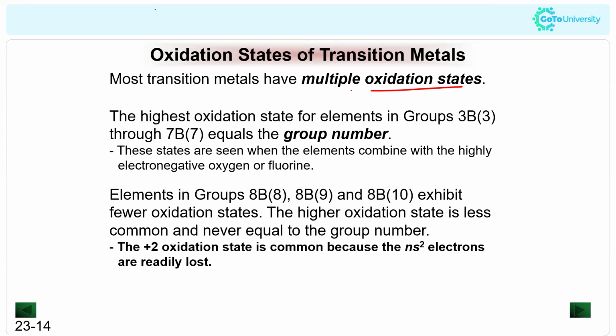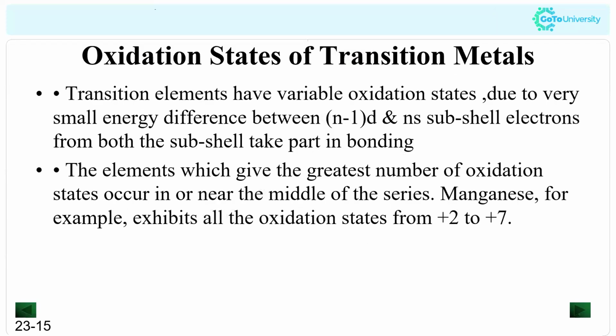So they are showing variable oxidation states. Among these oxidation states, +2 is the common oxidation state because the ns2 electrons are easy to lose, right? But the other oxidation states are also possible. But for the elements, there will be a stable oxidation state. So this is the ability of the transition metal to show variable oxidation states. Okay, so for example, manganese.